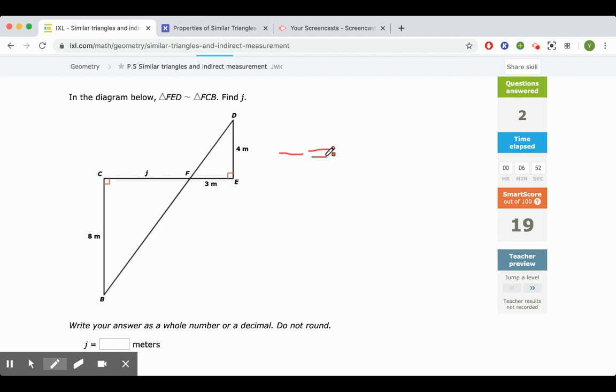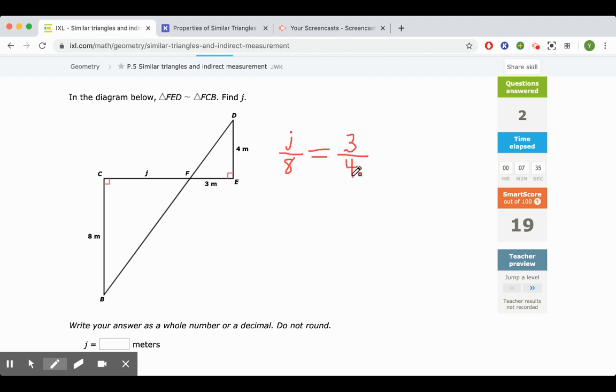Fraction bar equals fraction bar, two equal ratios. So we want J. Now, J goes from the letters C to F, which is right here. FC, same thing. These are the first two letters. The first two letters here are FE. FE is 3. Now, the other side of this triangle with J is 8. So I'll put that here. C to B gives you 8. Here's CB, the last two letters. The last two letters here are ED. From E to D, you get 4.